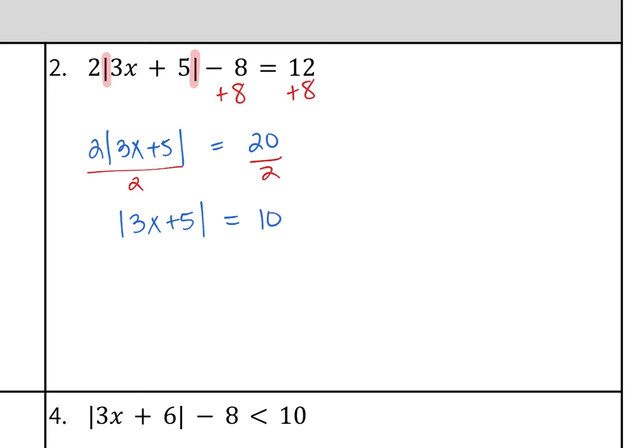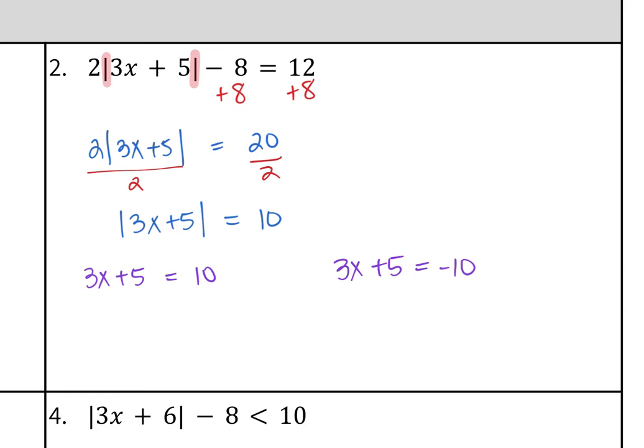So by definition, absolute value turns everything positive, whether what was in here was positive or it might have been negative. So we need to account for both possibilities. So we're going to separate this. 3x plus 5 equals 10. So all I did was take away those bars. The other possibility is 3x plus 5 equals negative 10. So this time, it's just a negative answer.